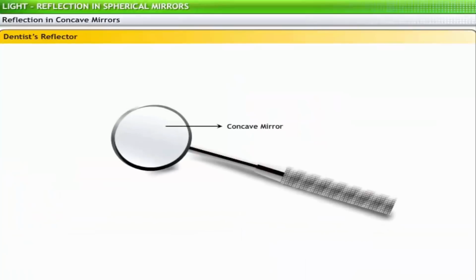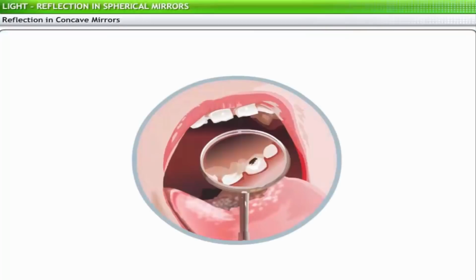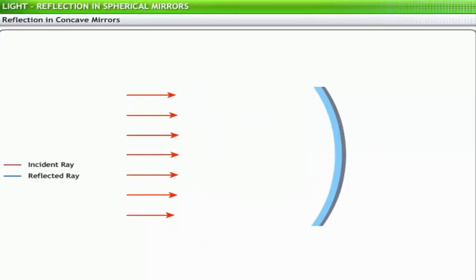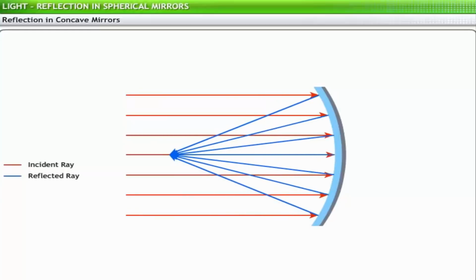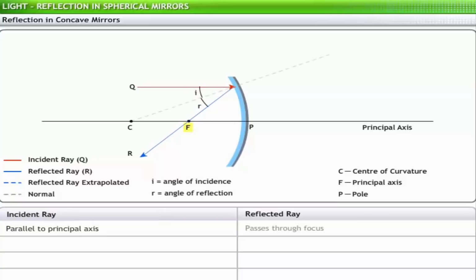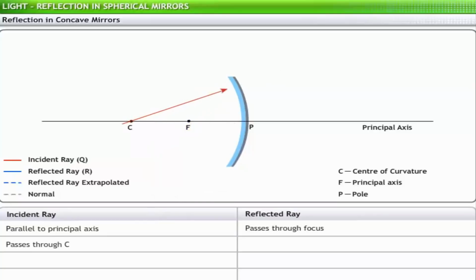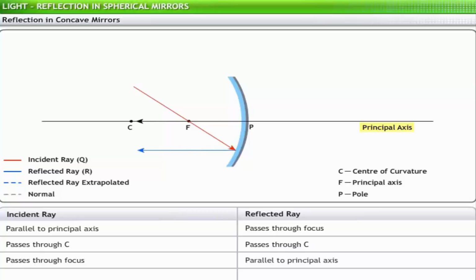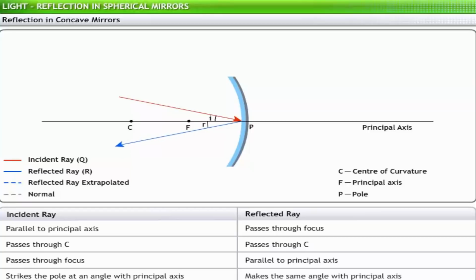In concave mirrors, such as a dentist's reflector, the reflection of rays is somewhat different from that in convex mirrors. Concave mirrors help enlarge the images of faraway objects or view objects that you cannot directly see due to their position. As in convex mirrors, reflection of rays in concave mirrors also follows certain rules. If the incident ray is parallel to the principal axis, the reflected ray passes through the focus. If the incident ray passes through the center of curvature, the reflected ray retraces the path of the incident ray. If the incident ray passes through the principal focus, the reflected ray goes parallel to the principal axis. If the incident ray strikes the pole at an angle with the principal axis, the reflected ray also makes the same angle.